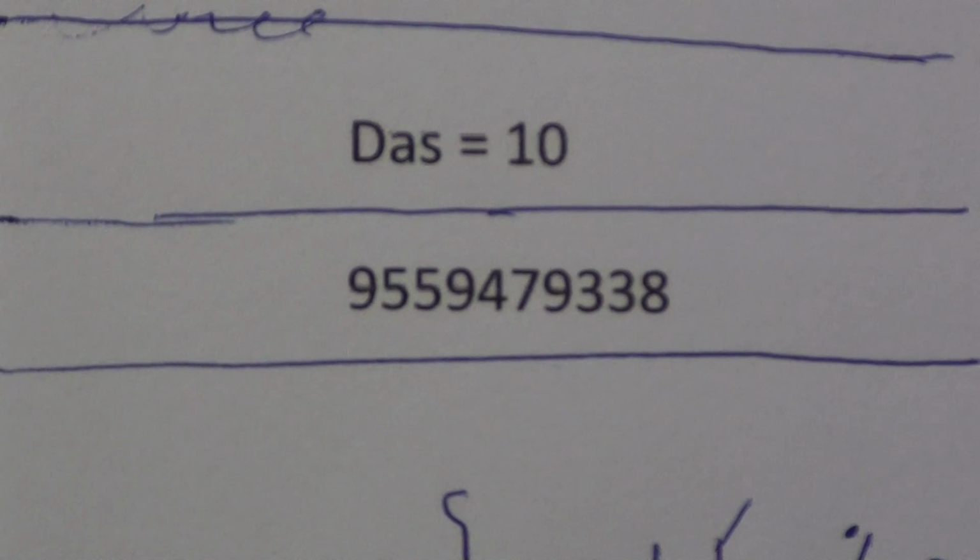In Urdu, while telling the number, we generally use English words. For example, if we have to read this number, we often tell this 95594793338. We can also say it because everybody understands English numbers in English.